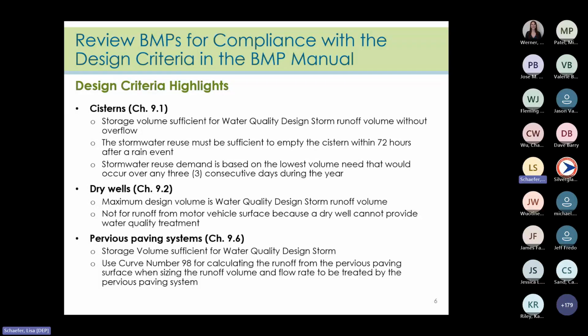Now, although a dry well cannot be used to treat runoff from motor vehicle surfaces, it can prevent clean roof runoff from being commingled with the dirty runoff from motor vehicle surfaces, such as a driveway, so that way it can reduce the size of a BMP needed for water quality treatment. And in pervious paving systems, the storage volume needs to be at least equal to the runoff from the water quality design storm. Now, although there's no surface runoff from a pervious paving system, you need to use 98 for the curve number so that the amount of precipitation falling on the pervious paving surface can be calculated.